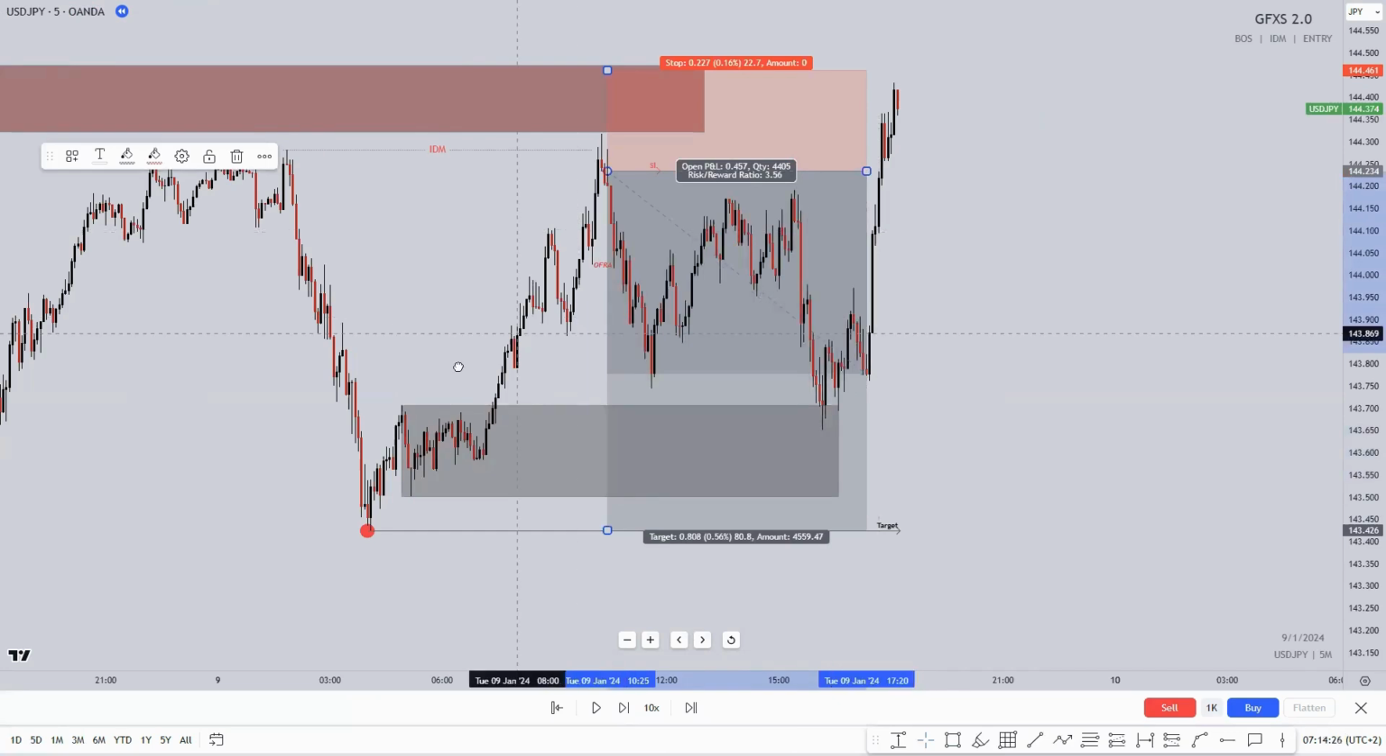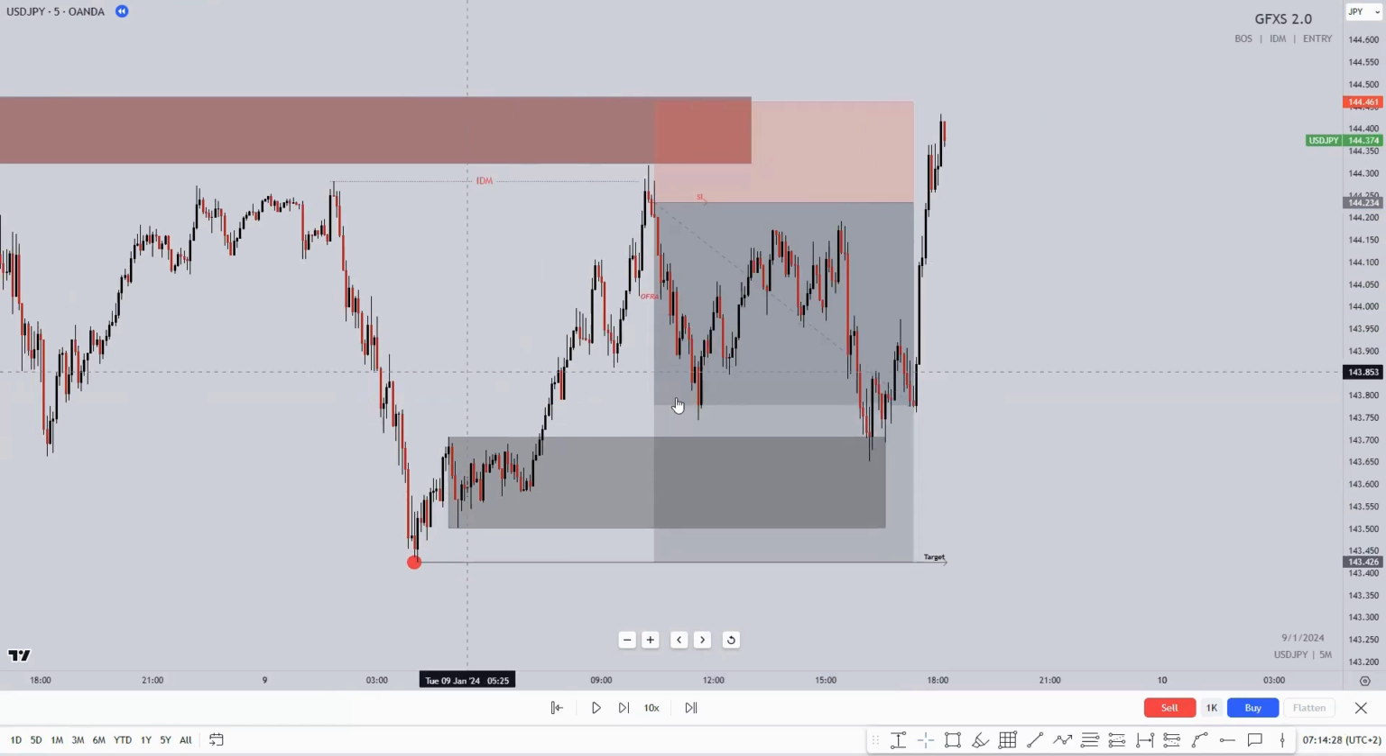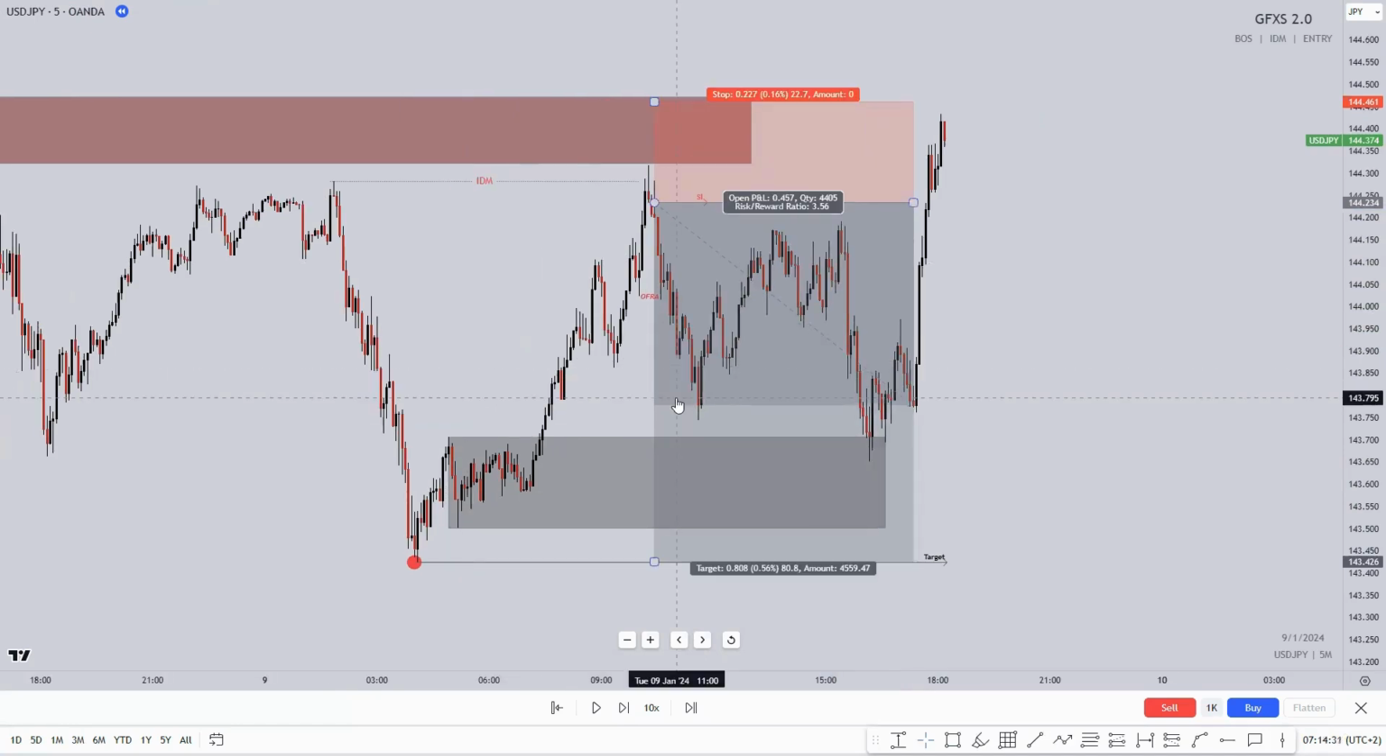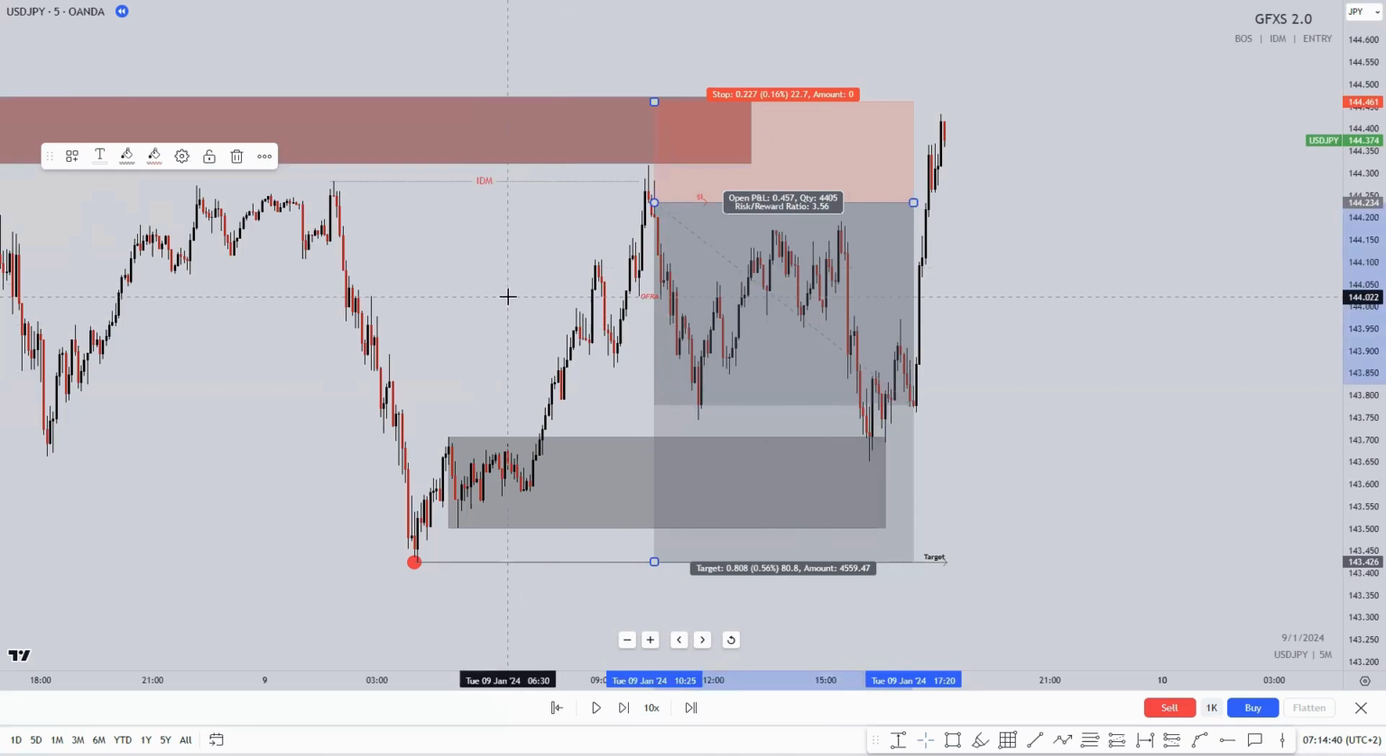I wanted to include that in the video so that you can see how price reacts to the zone. Price does not have to follow your strategy. Price does what it wants. So yesterday we got a break even, which is fine.